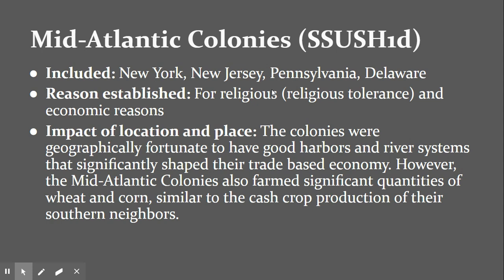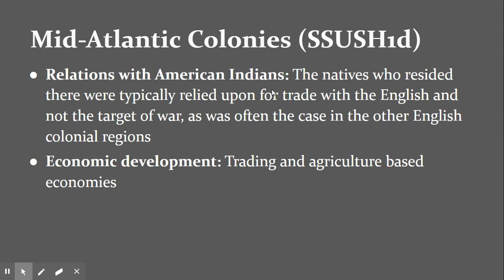So the impact of location and place: these colonies were geographically fortunate to have good harbors and river systems that significantly shaped their trade-based economy. So you could get from the rivers to the oceans, and from the rivers and the oceans to the Great Lakes, and you could trade. You could constantly trade. However, the Mid-Atlantic colonies also farmed significant quantities of wheat and corn, similar to the cash crop production of their southern neighbors.